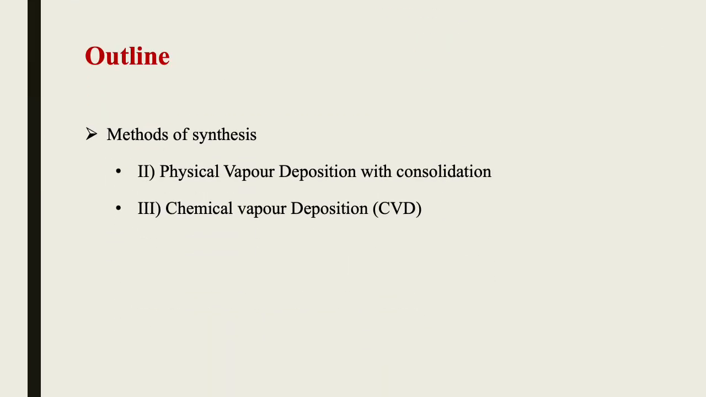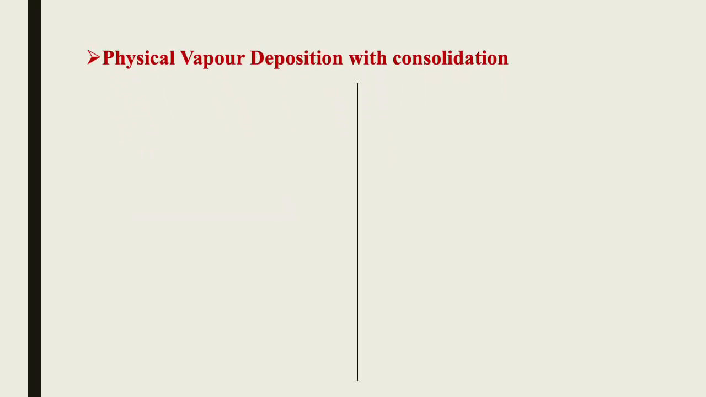So here is the outline. In this class I am going to cover methods of synthesis of nanoparticles. Here I am going to cover two types of methods. One is physical vapor deposition with consolidation, followed by chemical vapor deposition. So let's start with physical vapor deposition with consolidation.